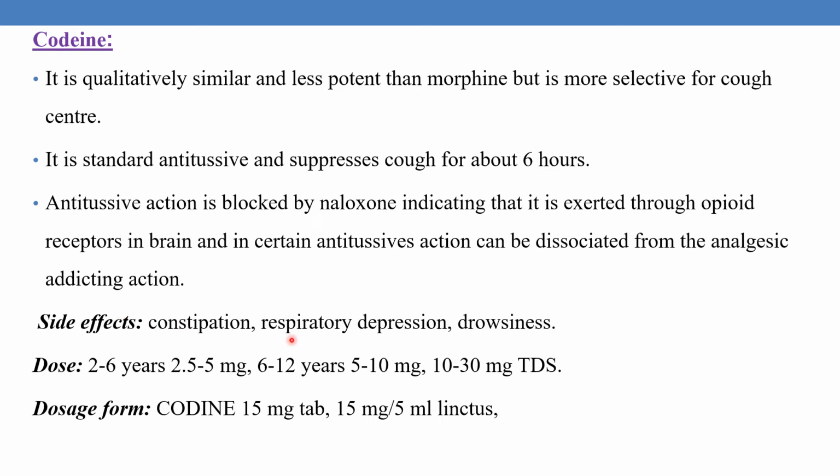Side effects are constipation, respiratory depression and drowsiness. Dose: for 2 to 6 years old it is 2.5 to 5 mg, and for 6 to 12 years old it is 5 to 10 mg, or 10 to 30 mg thrice a day for adults. Dosage form is codeine 50 mg tablet or 15 mg per 5 ml linctus.